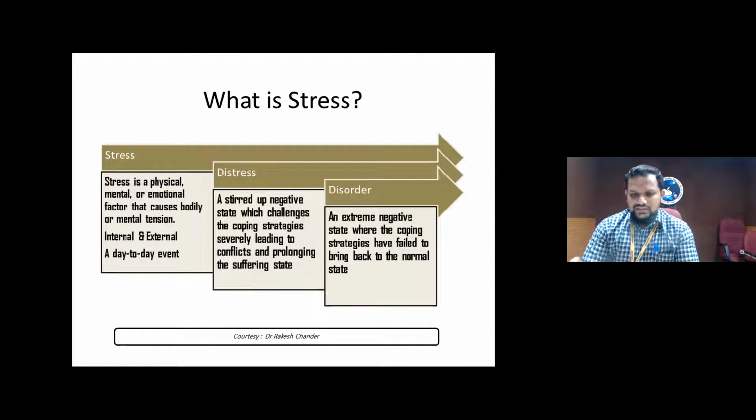The second definition is distress. It is a stirred up negative state. First, with stress, we have a couple of physical, mental and emotional features. Now we move into a stirred up negative, persisting state. When this state goes on for a very, very long time and your quality of life, or your biological, social, or occupational function is decompensated, then you can call that a disorder. So it is an extreme negative state where the coping strategies have failed to bring you back to the normal state. I'm not going to describe coping here, as I'm handling that at the end of the session. So these are the definitions of the three important terms related to this class.